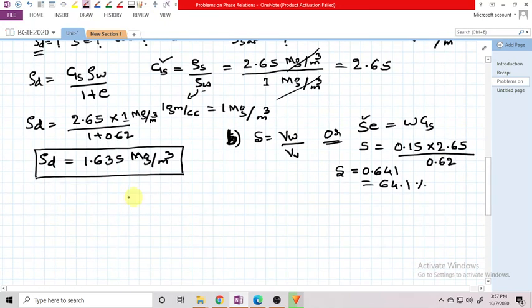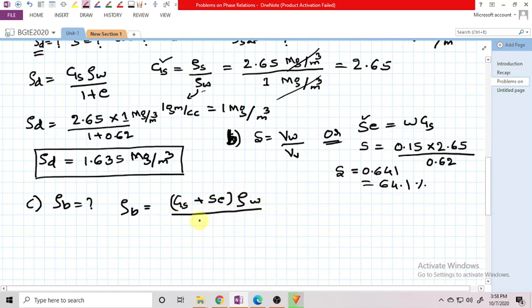Okay. So my third term is to find out the bulk density. The formula for the bulk density is (Gs + S·e) × density of water divided by (1 + e). Specific gravity is how much? 2.65. So 2.65 plus your degree of saturation. Yes, just now we found out, how much? 0.641.